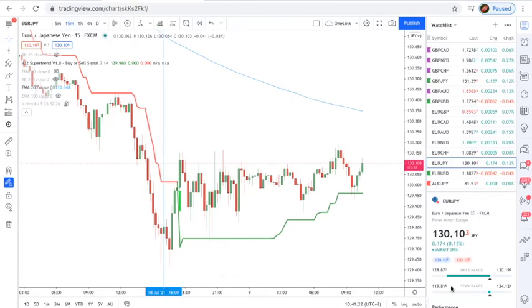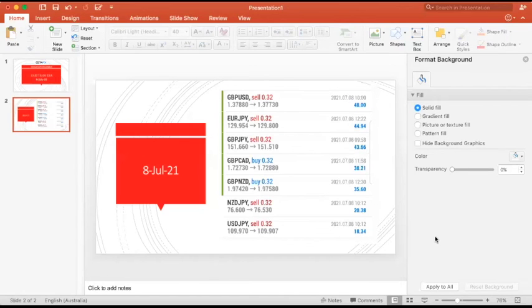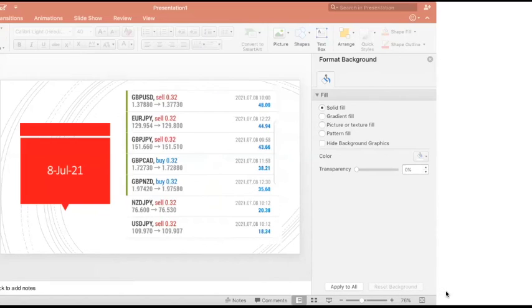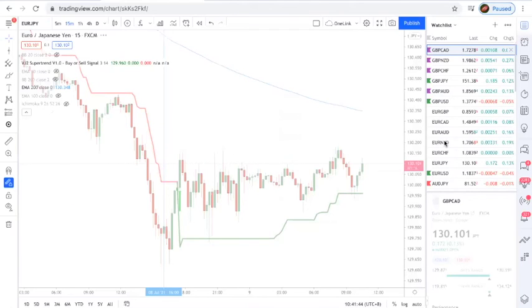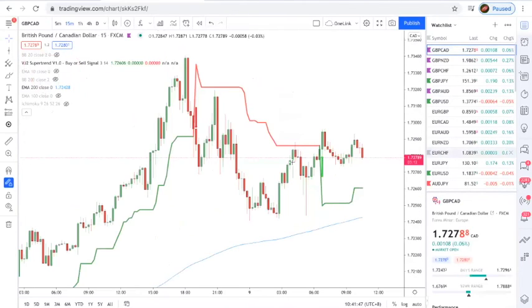Let me see what trades I got. Even I took Great Britain Canada. I took a Great Britain Canada buy yesterday. I earned about $38. Let me share on that. I just want to show you that Great Britain Canada. Okay, so now let's see.